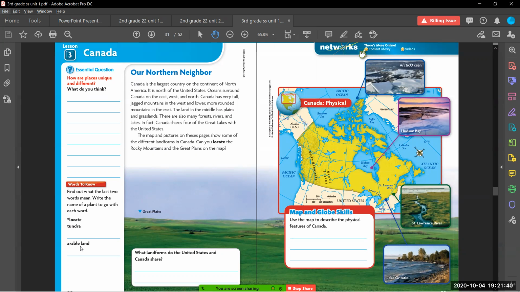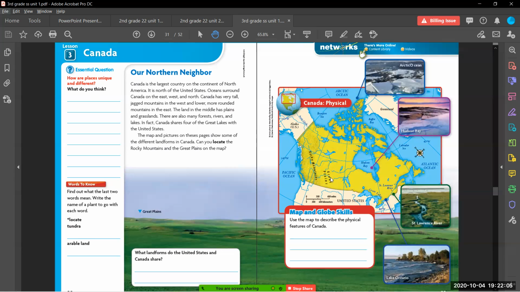The map and pictures on these pages show some of the different landforms in Canada. Can you locate the Rocky Mountains and the Great Plains on the map? So the word locate means to find. So can we find the Rocky Mountains on the map? So if we look over here at our map, we see that the title is Canada Physical. So a physical map shows us what the land is like in that area.